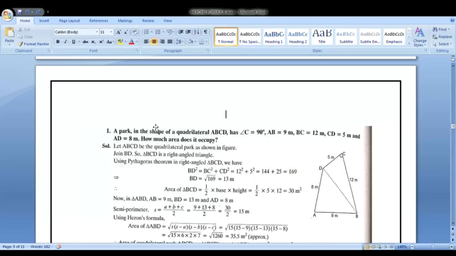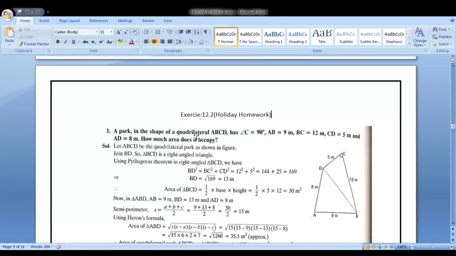I'll be writing the exercise. You also take a fresh page and write down exercise 12.2, and in the bracket write down holiday homework. Okay. So let's start the first question.